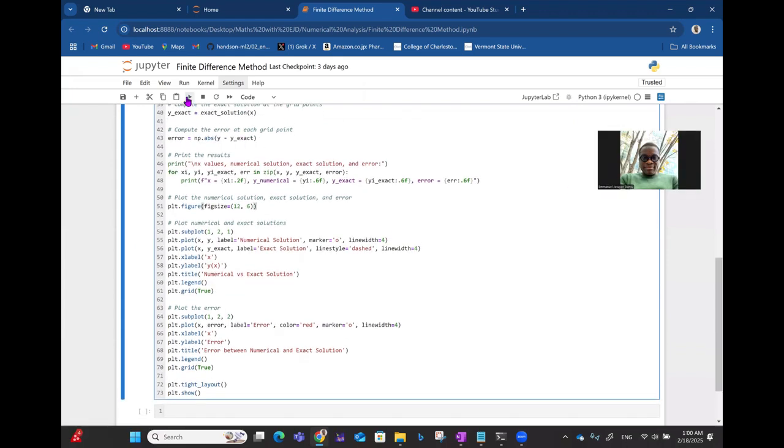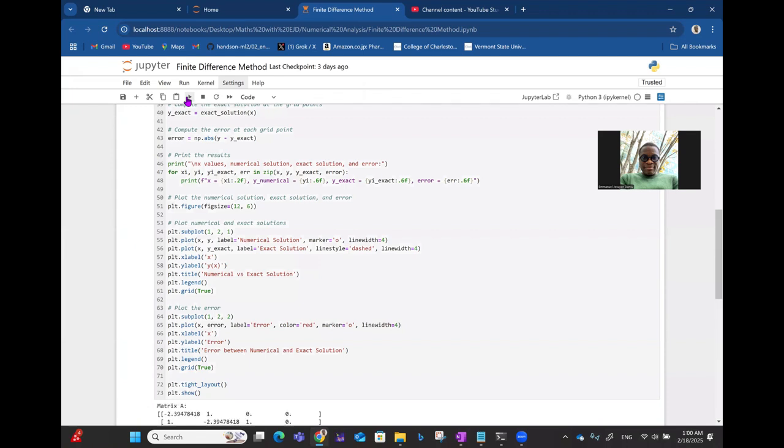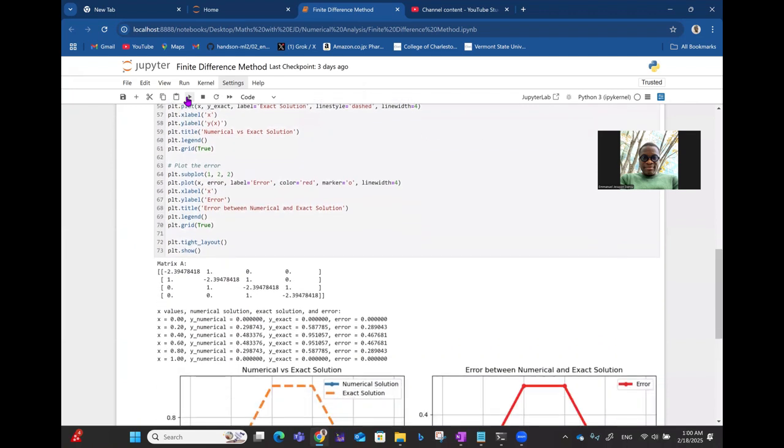So if I run this, we can see what it looks like. You can see that the principal diagonal is there. You have the minus 0.3948 and all that. Then you have all the other values like that. So you see the values now.